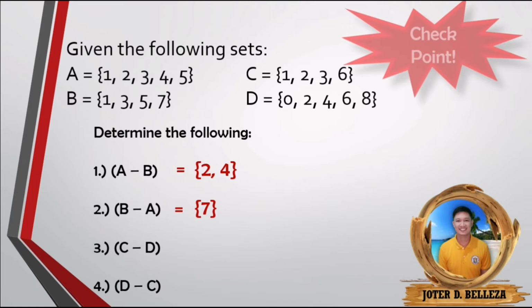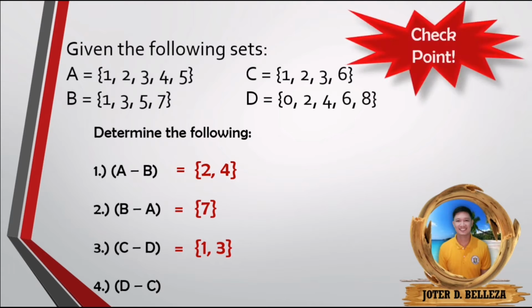Alright, how about number 3? That's C minus D. Okay, let's take a look. So the answer is 1 and 3. Why 1 and 3? Because the common elements of C and D are 2 and 6. So taking away 2 and 6 from C, the remaining elements are 1 and 3, right?